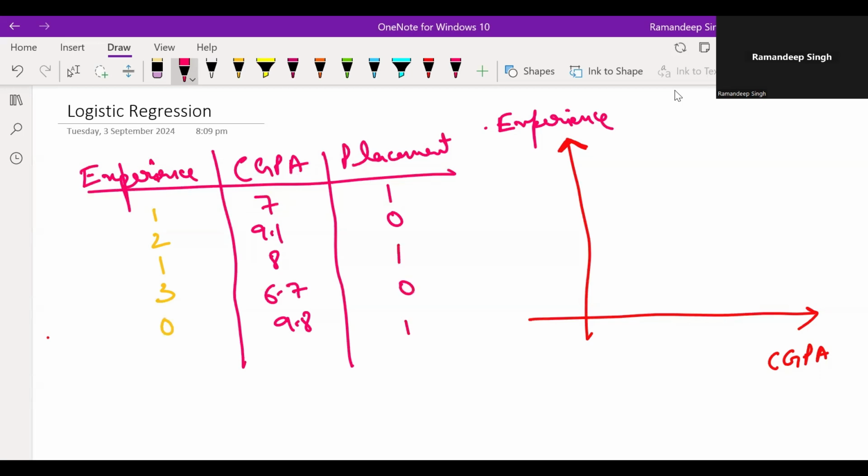So this is a kind of problem where the output or target column is not numerical, or let's say it's a categorical column. Then we can solve it using logistic regression, right? So it is a classification problem.